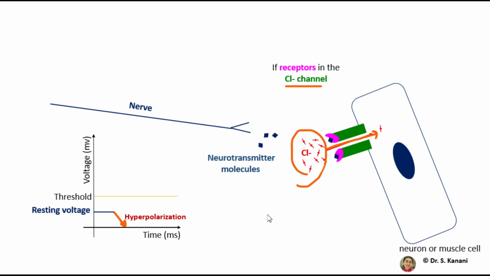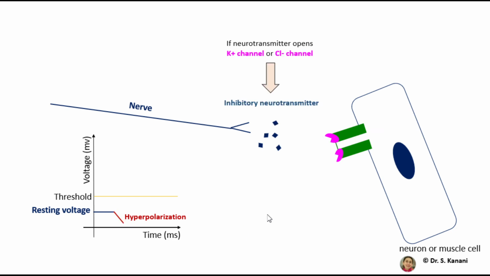So the conclusion that we make is this. If a neurotransmitter molecule opens a potassium ion channel or chloride ion channel, opening either one of these channels leads to hyperpolarization of the cell. The cell is inhibited. That's the main reason that we named the neurotransmitter molecules that open either potassium ion channel or chloride ion channel inhibitory neurotransmitters.